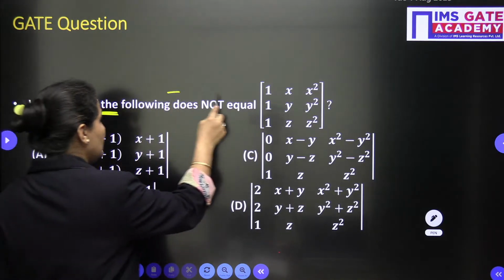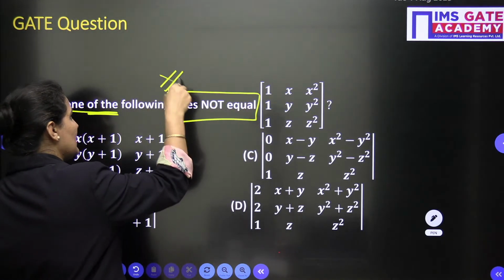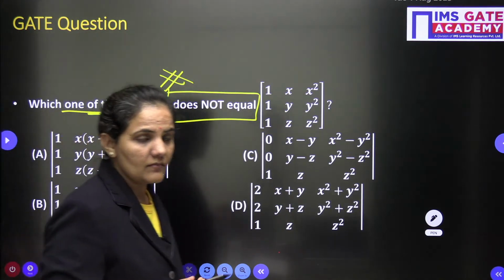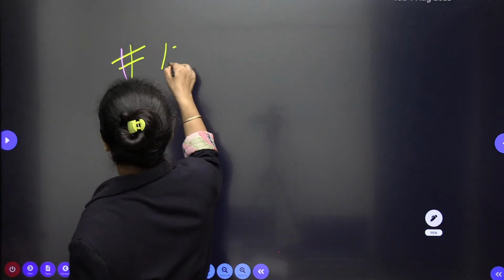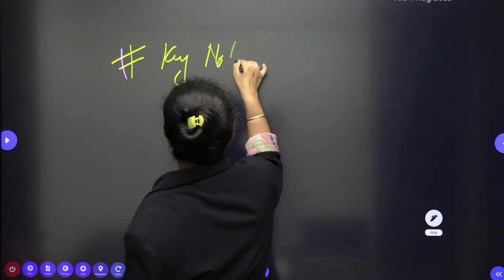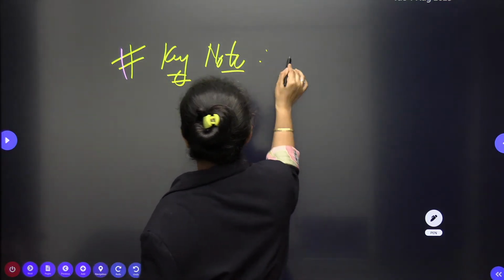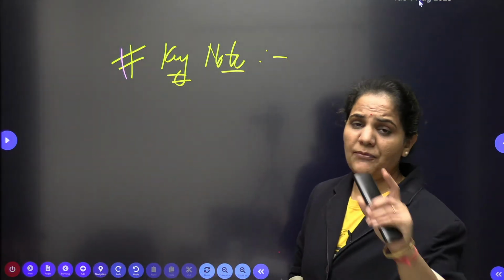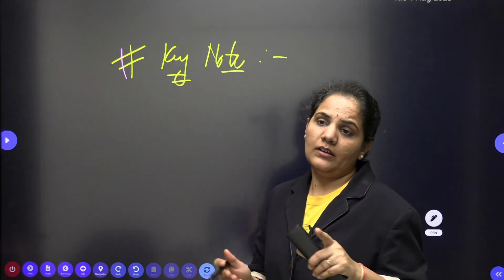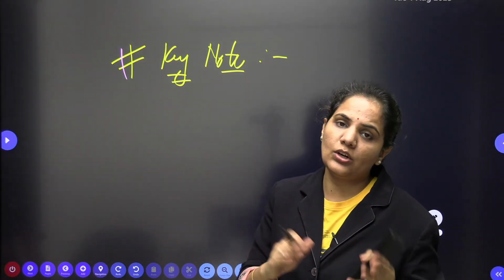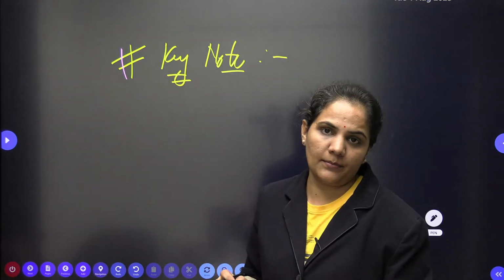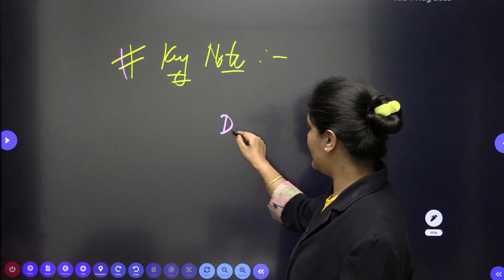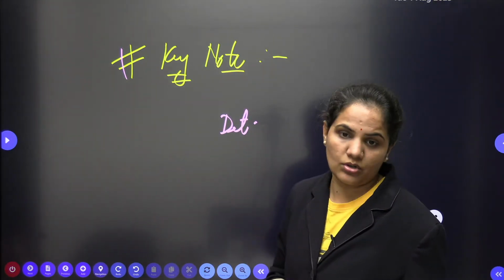Now let's approach this question we are having. Which one of the following does not equal? It is asking about does not equal. One very important key rule you should know here, children: if I am approaching a determinant, any row or column transformation does not make any difference to the value of the determinant. So determinant will not change by transformation of rows or columns.